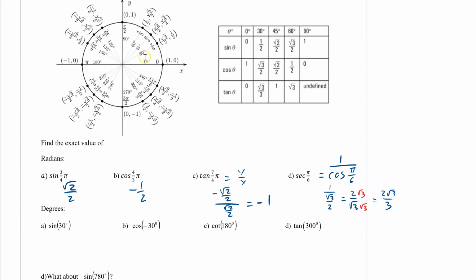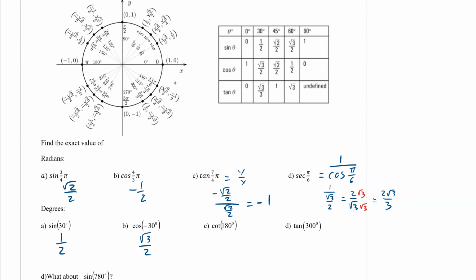Degrees works the same way. So if you had 30 degrees, sine is a half, the y coordinate. Negative 30, so that would be positive 30, so going down 30. Or you could do 360 minus 30, and that would tell you it's 330. We want cosine, which is x, so rad 3 over 2.